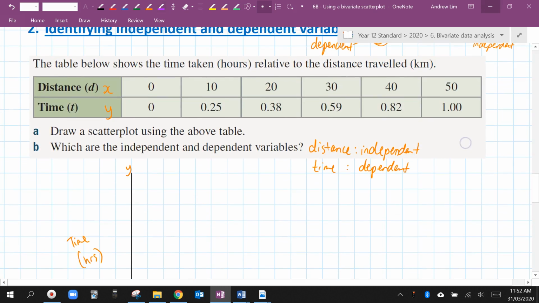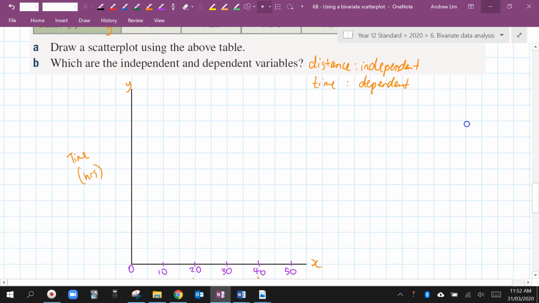And for my hours, I'm going from 0 to 1. I might go up by 0.1. So we've got 0, 0.1, 0.2, 0.3, 0.4, 0.5, 0.6, 0.7, 0.8, 0.9, and 1.0. Okay, so now that we've done our axes, let's draw the scatter plot.